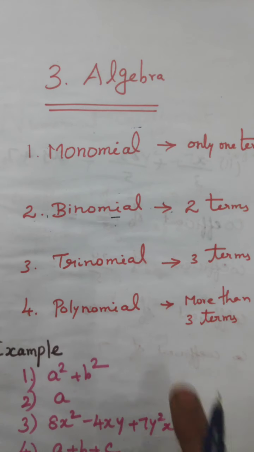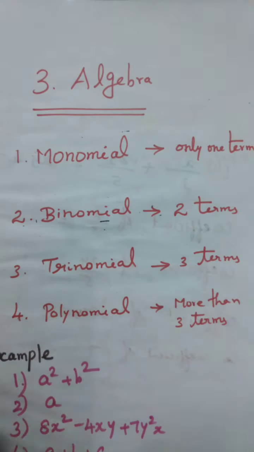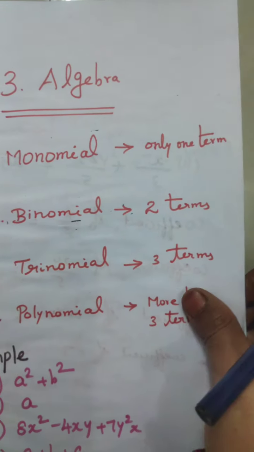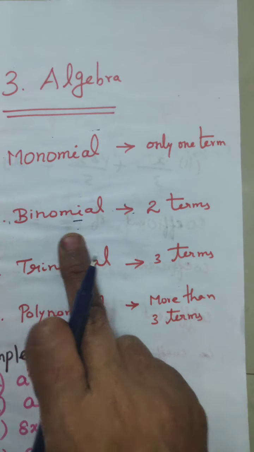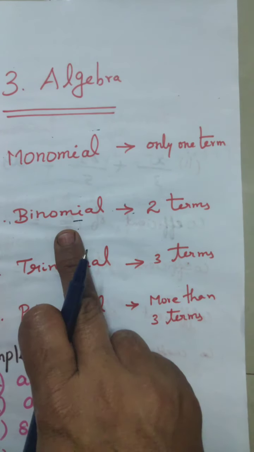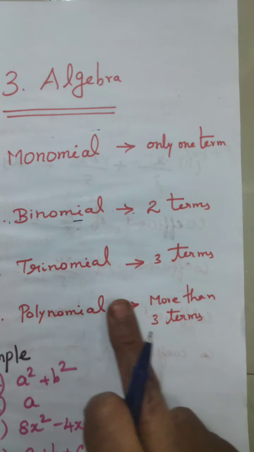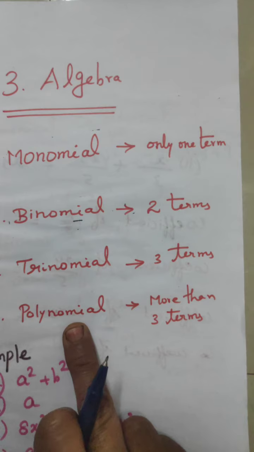Okay, last year you studied monomial. What is the meaning of monomial? Monomial means only one term is called a monomial. Two terms is called binomial. Three terms is called trinomial. More than three terms is called polynomial.